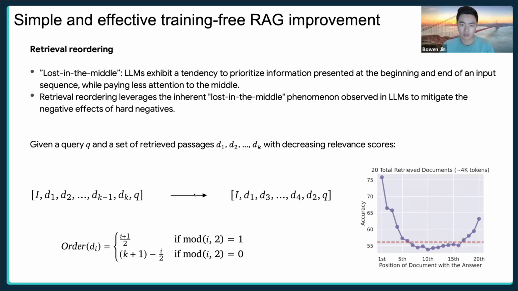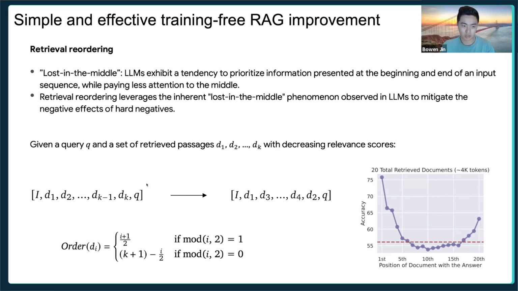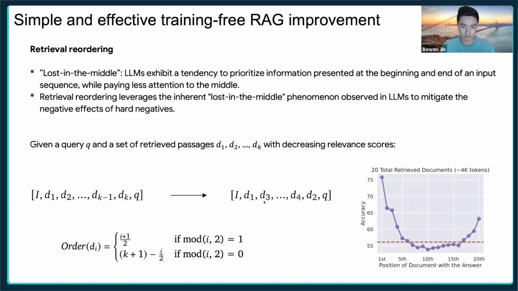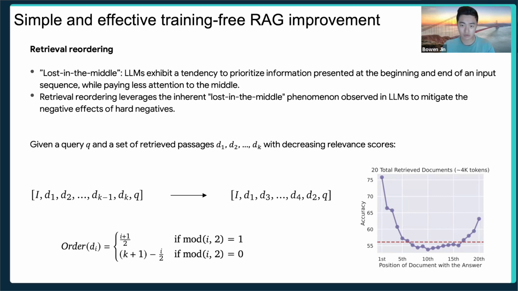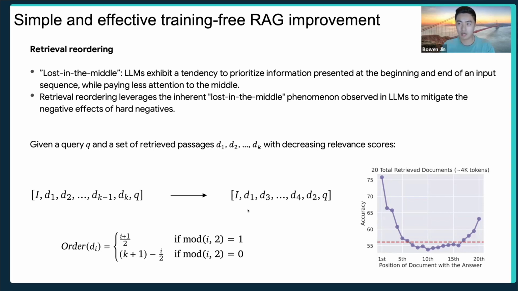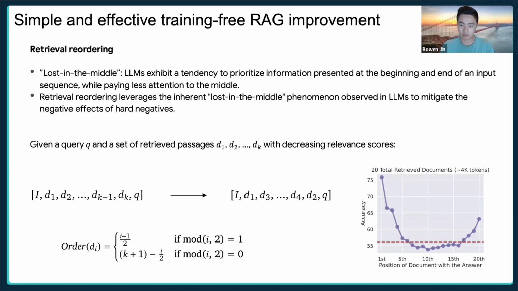So what we do is a very simple solution. We just reorder the retrieved documents. We put D1 at the beginning, D2 at the end, D3 at the beginning, D4 at the end. By doing this, we put the passages with high relevance scores at the beginning or at the end. We have the assumption that high relevance score documents are more likely to be the relevant documents. So by doing this, we allow the LLM to focus more on those potentially relevant documents.